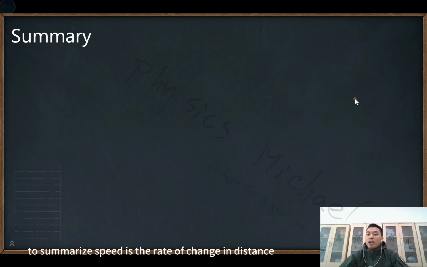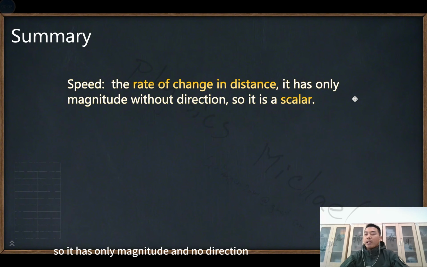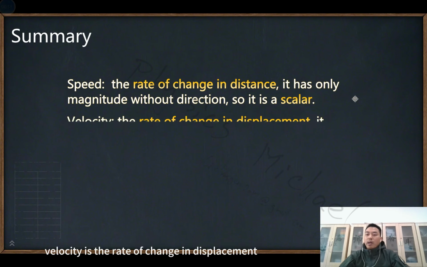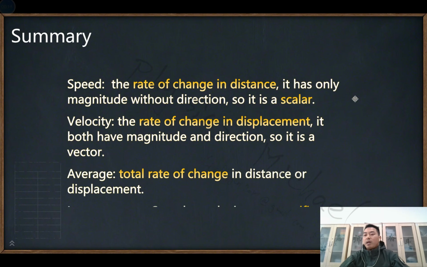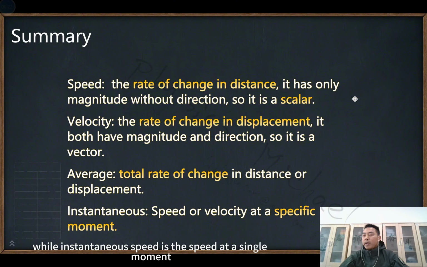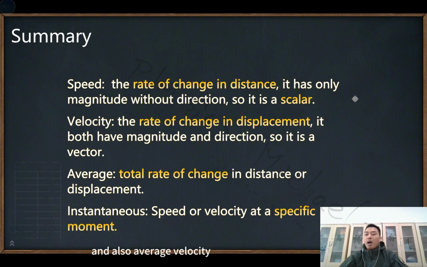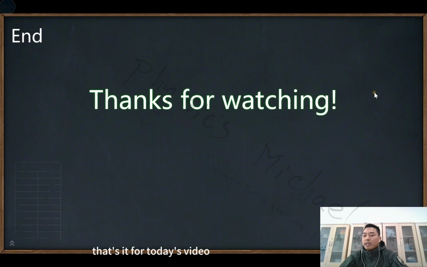To summarize, speed is the rate of change in distance, measured as distance divided by time. It's a scalar quantity, so it has only magnitude and no direction. Velocity is the rate of change in displacement. It's a vector quantity, meaning it includes both magnitude and direction. Average speed is the total distance divided by time, while instantaneous speed is the speed at a single moment. And also, average velocity is the total displacement divided by time, while instantaneous velocity is the velocity at a specific moment. That's it for today's video.